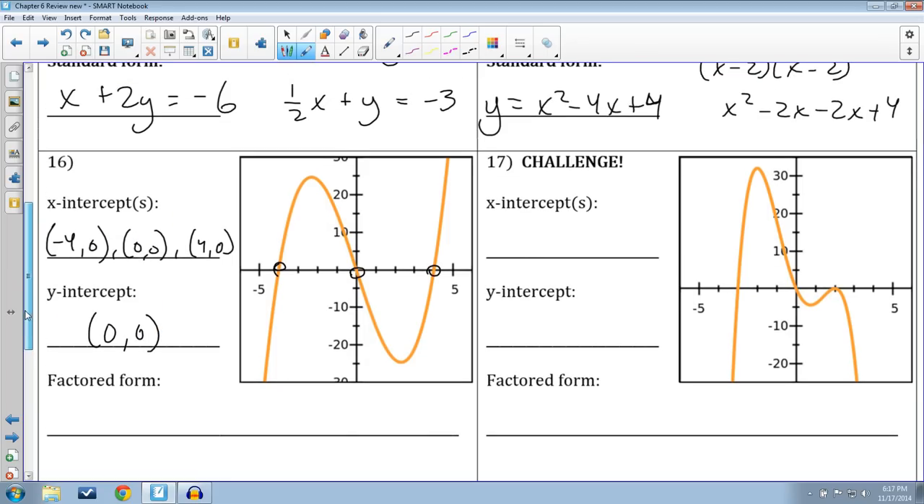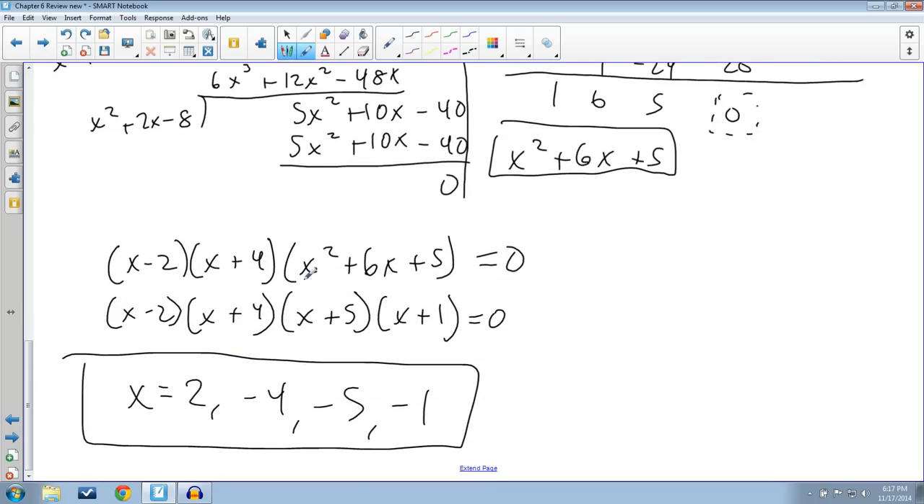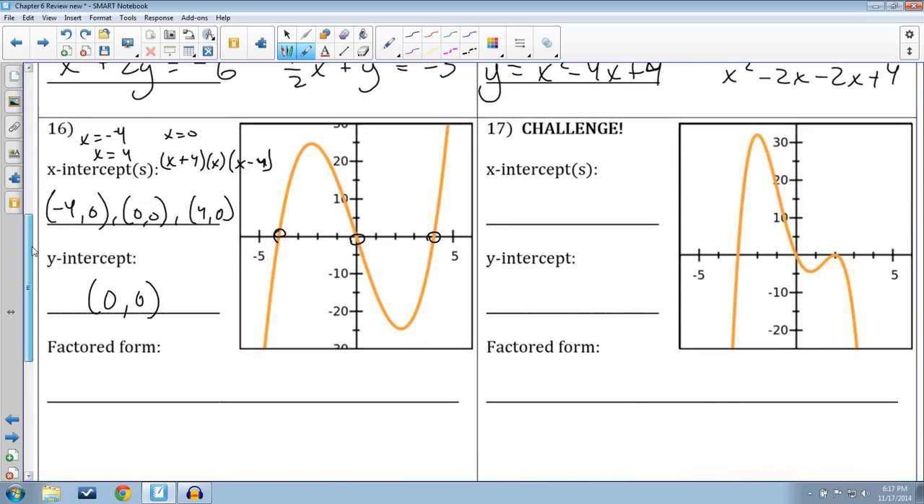Okay, factored form. Make sure that you understand that these x-intercepts mean x equals negative 4, x equals 0, x equals positive 4. So you have x plus 4 as a factor, x plus 0 or just x, and x minus 4. These are your factors in factored form. Remember, we're working backwards from your other problems, and if you have trouble with it, go to your previous problems and look at what you had. You went from factored form to your solutions. Now we're going from solutions to factored form. See how they translate. You can always look at different problems to help you.